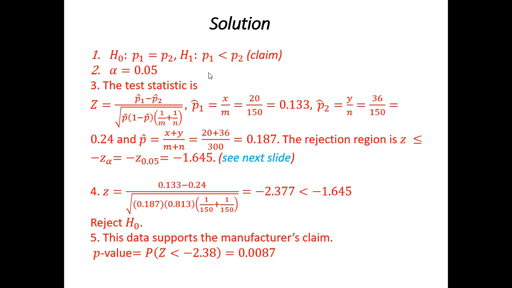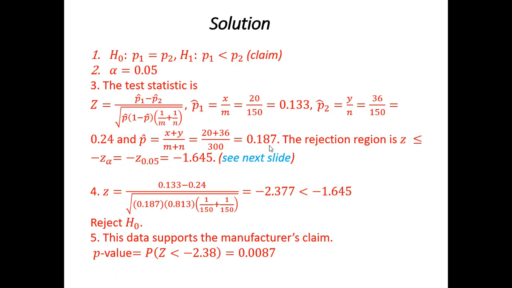Our test statistic, here's the formula we looked at a few slides ago. So we need to calculate a few things before we substitute into the formula. We need to find p1 hat. So that's x over m, 20 over 150, or the decimal 0.133. p2 hat is 36 over 150, which simplifies to 0.24. And here's the pooled proportion, p hat, x plus y over m plus n. So we add up 20 and 36, which gives us 56 over 300, or 0.187.